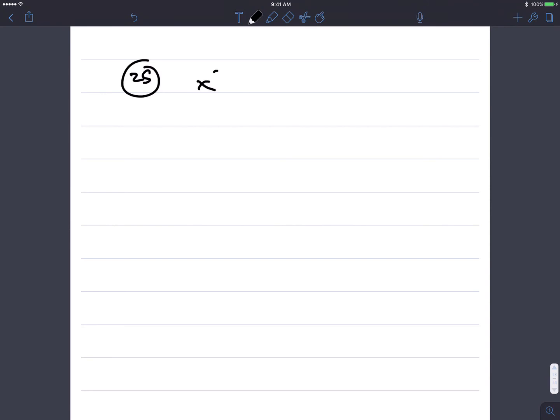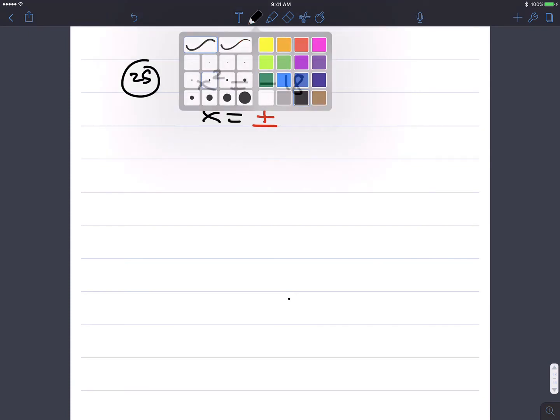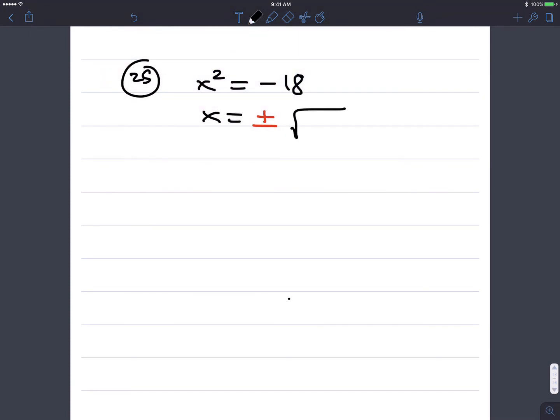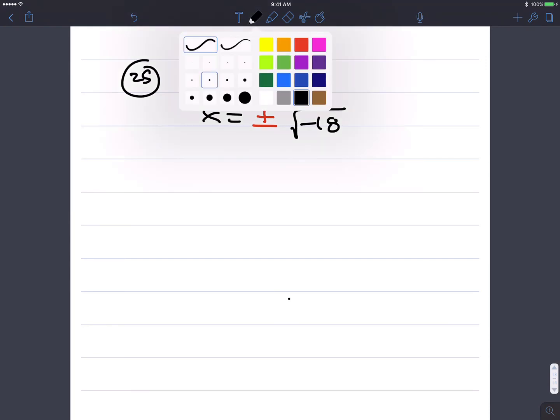25. x squared is negative 18. So, let's see what x is by the square root formula. x will be, here we go, plus or minus the square root of negative 18.